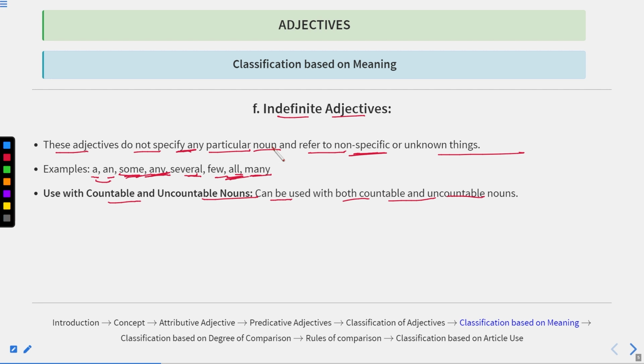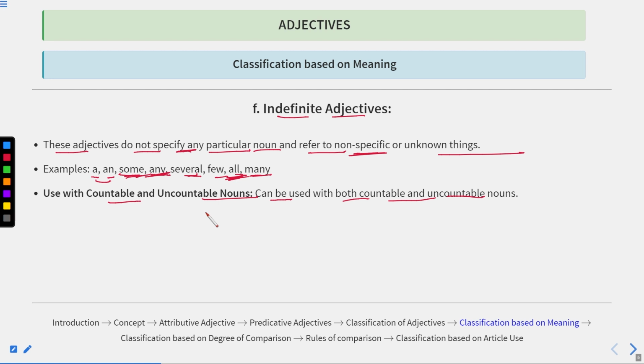Okay. Now, all is also a word which can be used with both types of noun, that is countable and uncountable. All can be used with countable nouns, but they should be plural. For example, all the students were present. All students were going to the picnic. So students should be used. I cannot say all student. However, I can use this word all with an uncountable noun as well.